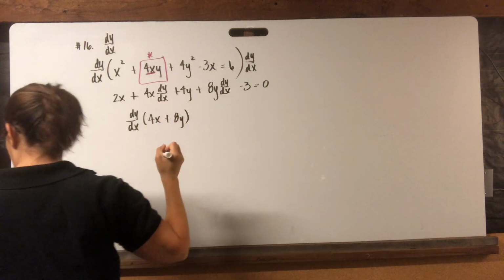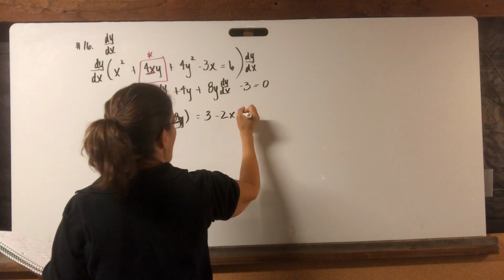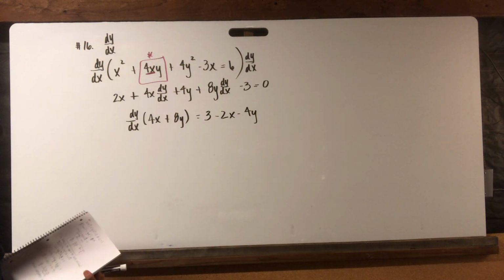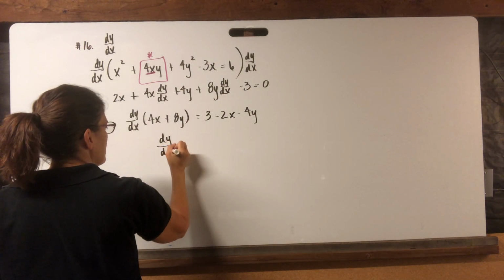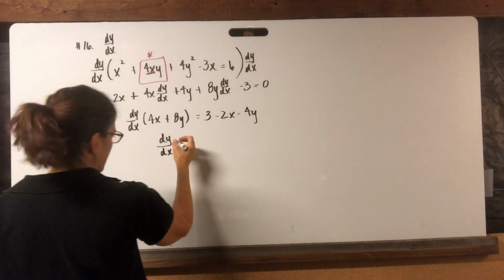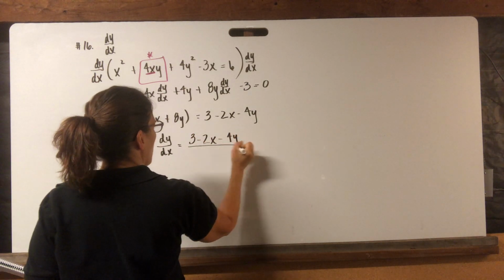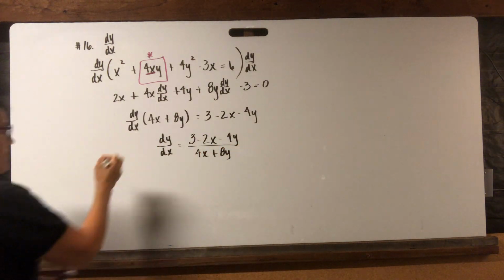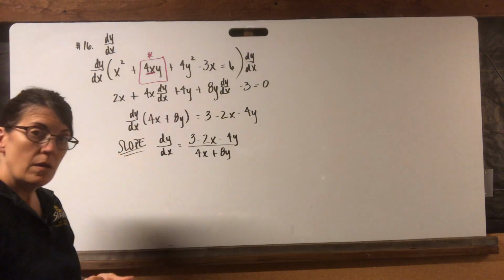dy/dx (4x plus 8y) equals 3 minus 2x minus 4y. All right, so the derivative of this equation, it's not a function, is (3 minus 2x minus 4y) all over (4x plus 8y). Okay, this is the slope.